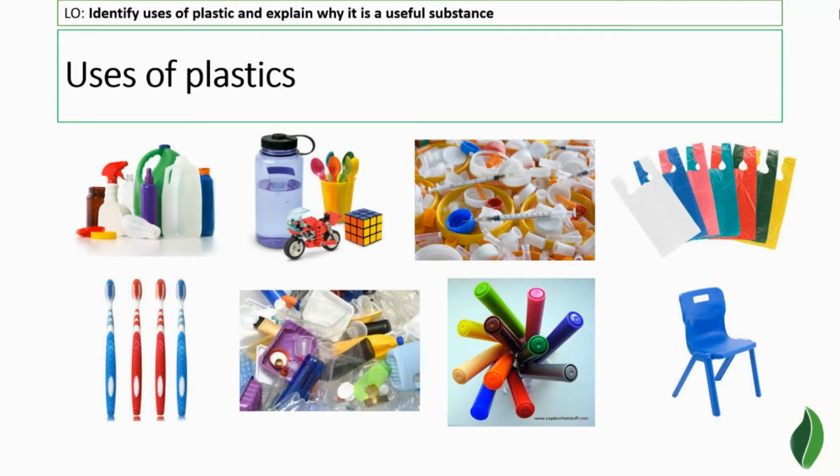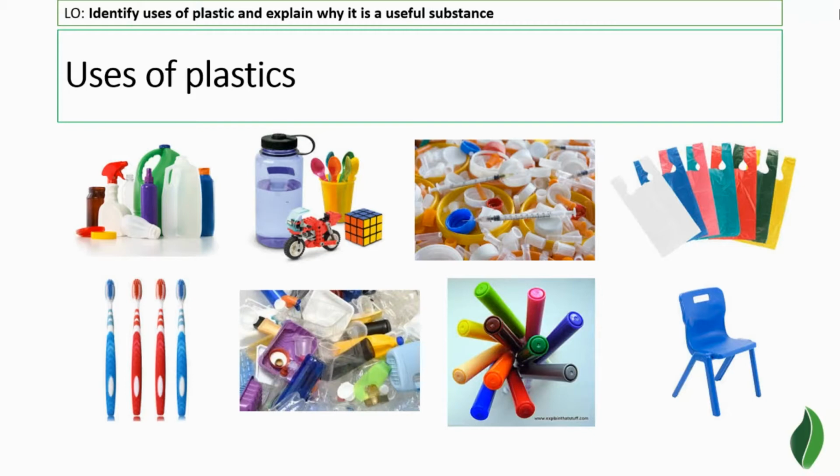And the reason is because plastic can be moulded into pretty much any shape that we want it to be. It can be moulded into a tiny syringe to deliver drugs, and it can be used to make things like chairs as well. Also, plastic doesn't biodegrade, so it doesn't break down over time.